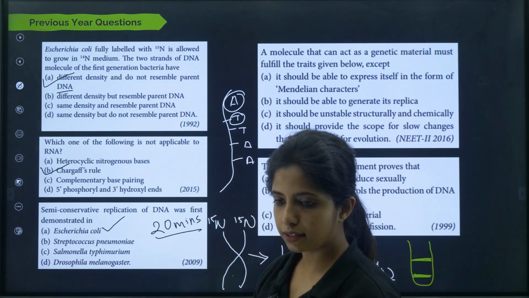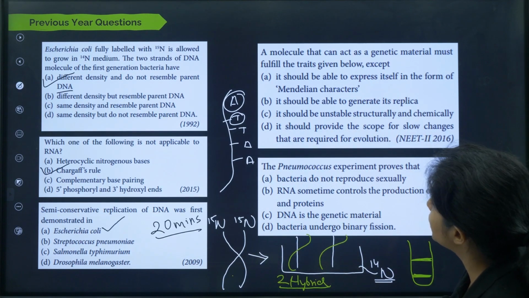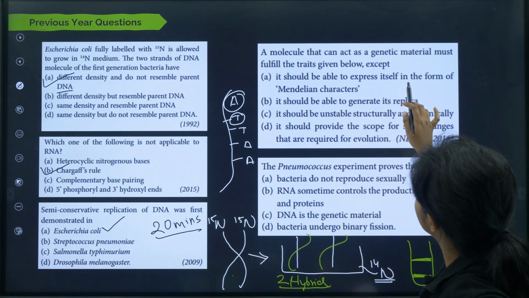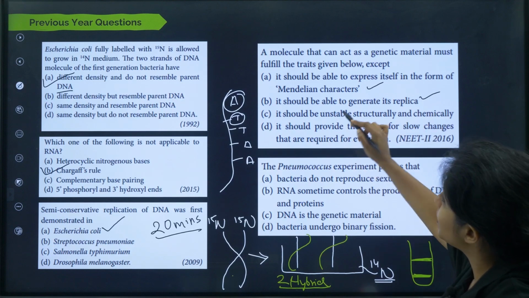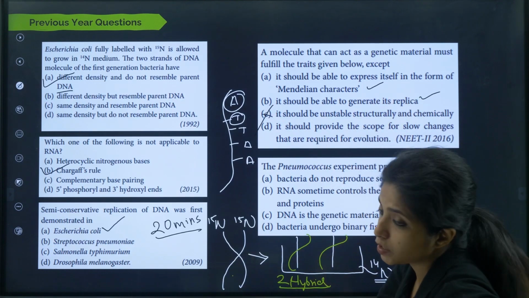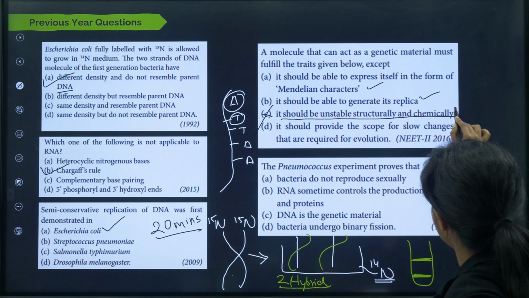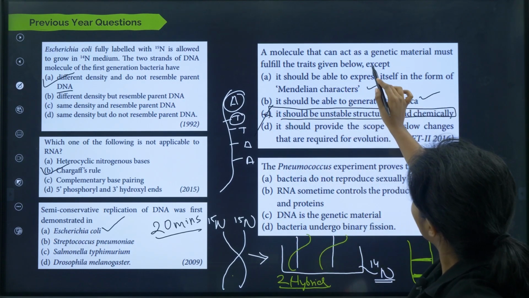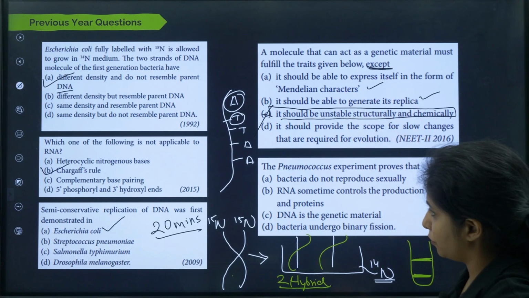Cool, my little kids. Going ahead, a molecule that can act as a genetic material must fulfill the traits given below, except: it should be able to express itself in the form of Mendelian characters. Yes, children. It should be able to generate its replica. It should be unstable. No, children. It should be stable. No, that's why RNA was removed. So this is the correct answer, because you are asking what it must fulfill, except. So apart from this, everything should be fulfilled.